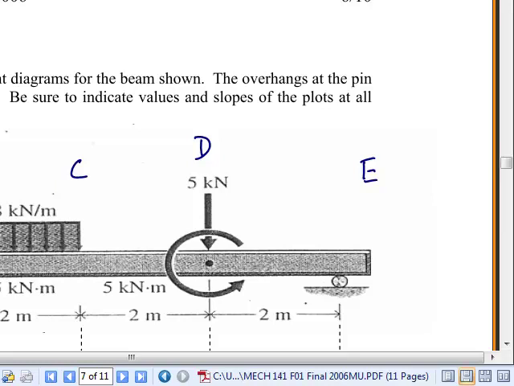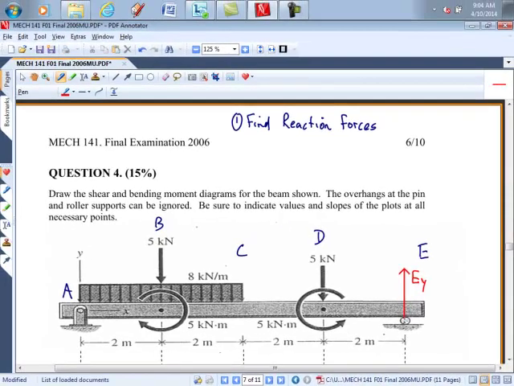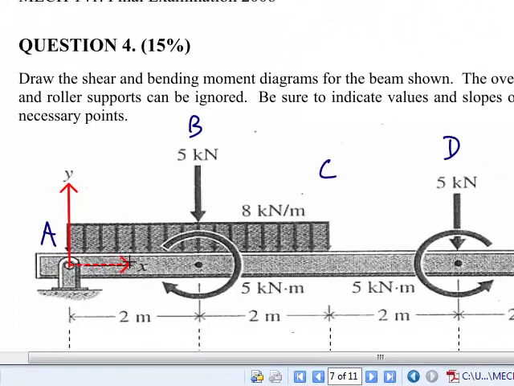What's the reaction at E going to look like? E can only be a vertical force because there's a roller on a horizontal surface. We'll call that one EY. What about at A? A is pinned, so there could be an X and a Y. I'm going to draw the X with a dash though, because by inspection we can tell that it has to be 0. There's no horizontal forces on the beam.